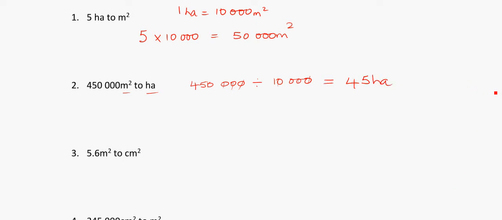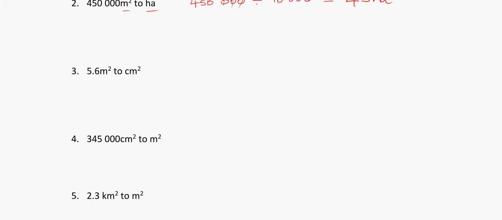Okay, question 3. 5.6 metres squared to centimetres squared. Now we're changing to a smaller unit, so we're going to multiply. So if it was just metres to centimetres, we'd multiply by 100, but because it's squared units, you have to multiply by 100 squared, and that works out to 56,000 centimetres squared.